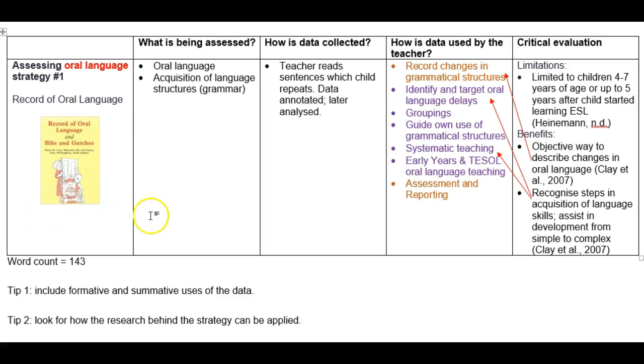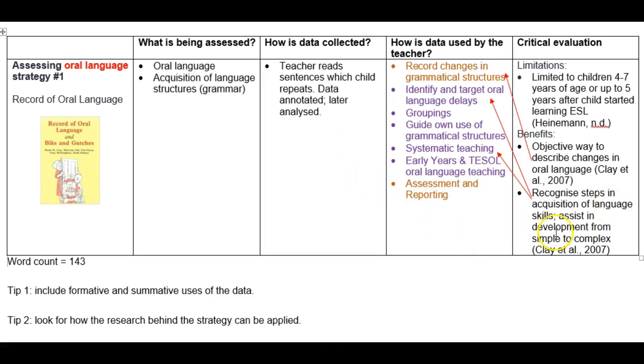So just to point out, for assignment 2, you've got 150 words per strategy to fill out in the table. So this particular example is using up about 143. You'll notice that these first couple of columns here are very limited in the words used. It's very brief, gets to the point, doesn't include full sentences necessarily, just dot point summary of what's being assessed, and as briefly as you can, how the teacher collects the data.